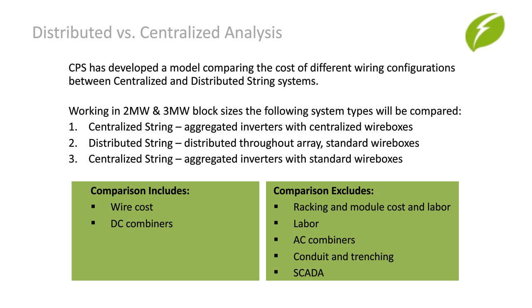When using string inverters in any of these systems, you will need AC combiners. The cost will change somewhat based on the system type chosen and the block size, but there are so many options we could choose. We just chose to use the same AC combiner in each scenario. We also did not include conduit, trenching, and SCADA.